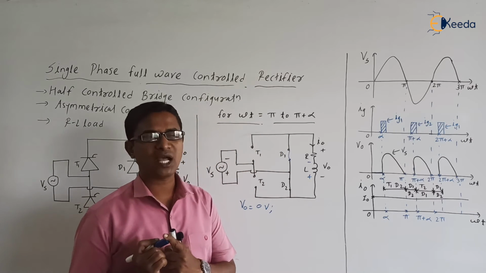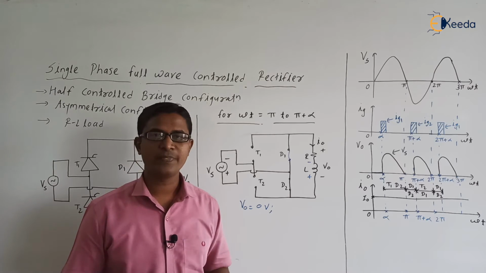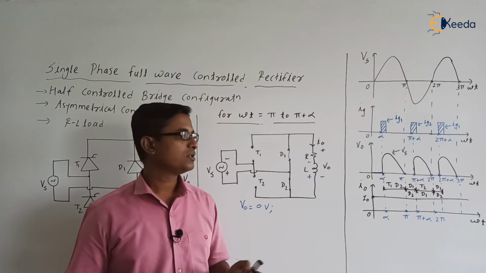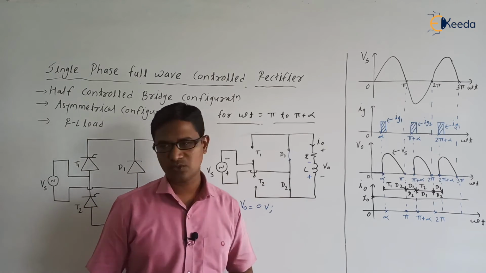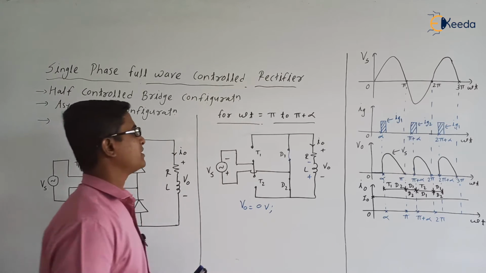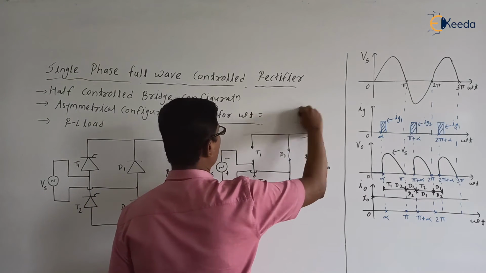When one thyristor and one diode are in the on state, the inductor stores the energy, and the inductor releases the energy through the diode pair, right, the diode pair. Okay, this will continue till pi plus alpha. From pi plus alpha to 2 pi, what will happen?